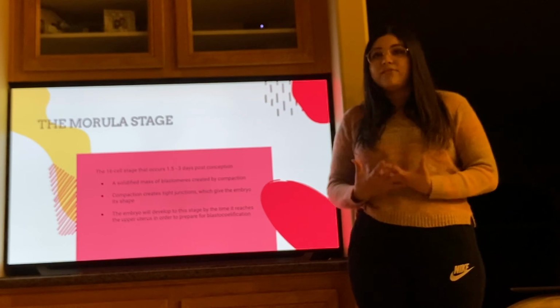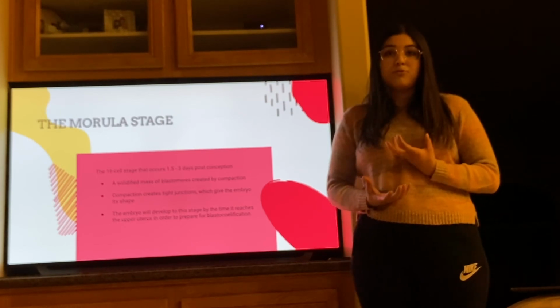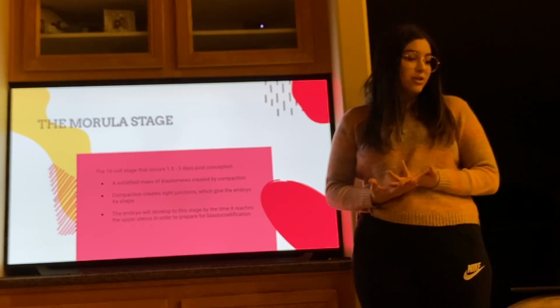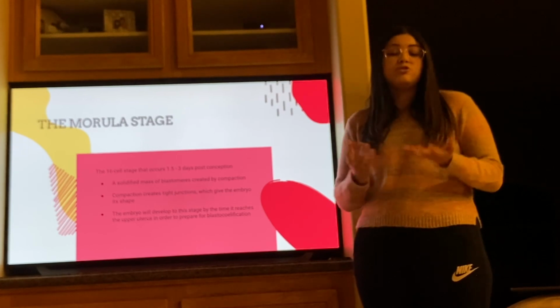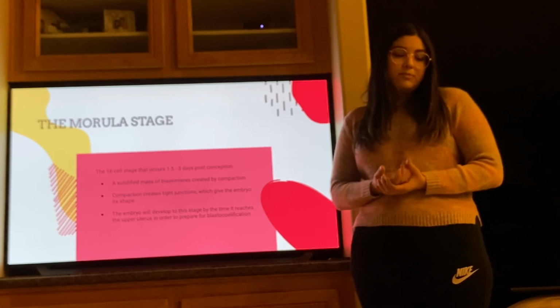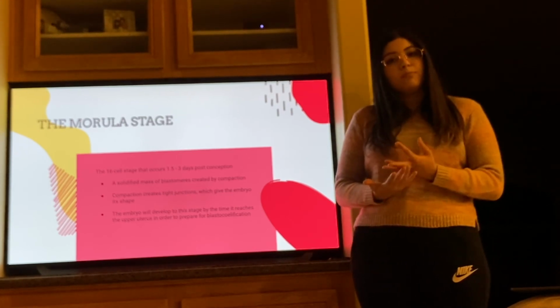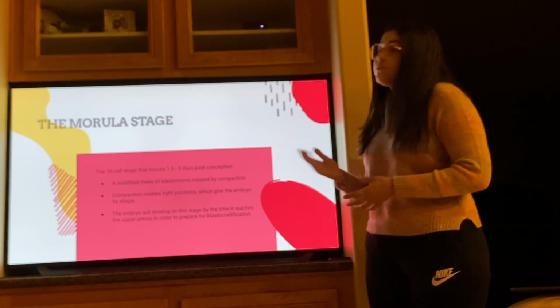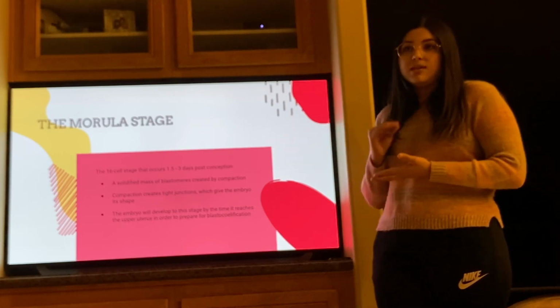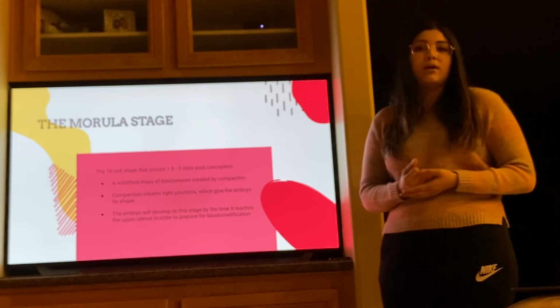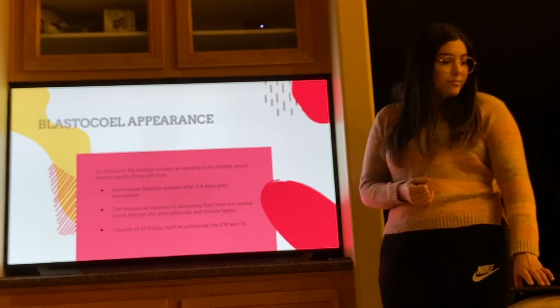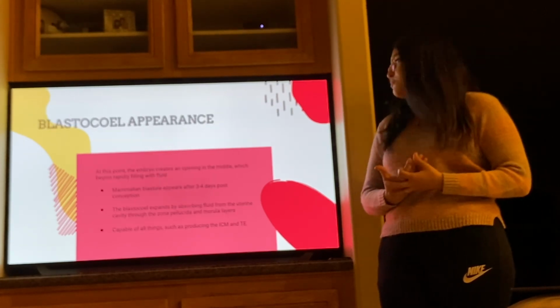It's basically a solidified mass of blastomeres happening through capacitation, which creates tight junctions, which give the embryo its round shape. The embryo will then develop stage by stage until it reaches the upper part of the uterus, and then it will reach the morula stage by the time it reaches that part of the uterus as well to prepare for implantation. So then the blastocyst appears after the morula stage.